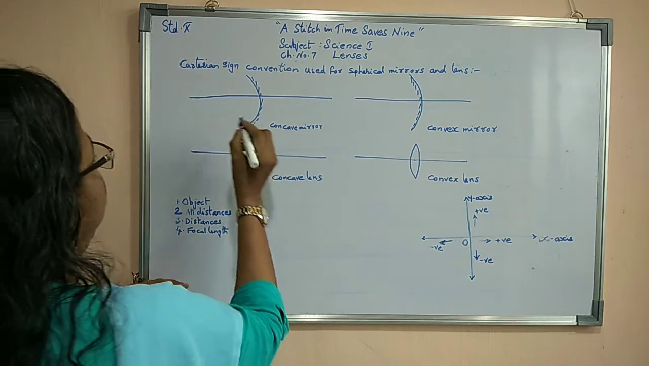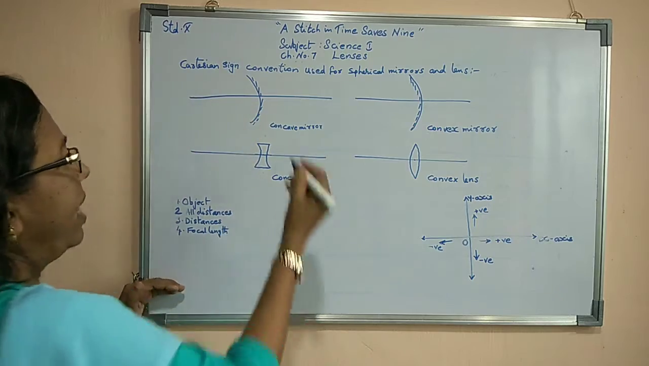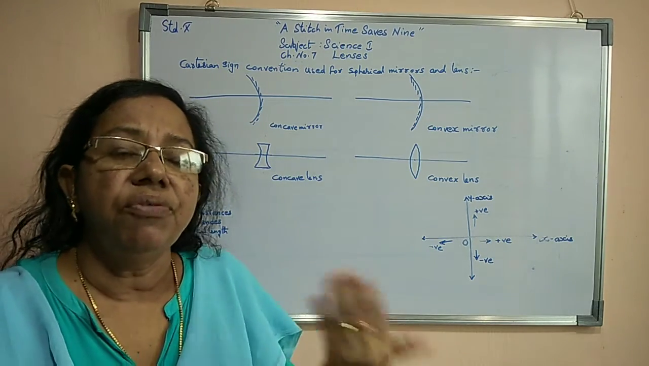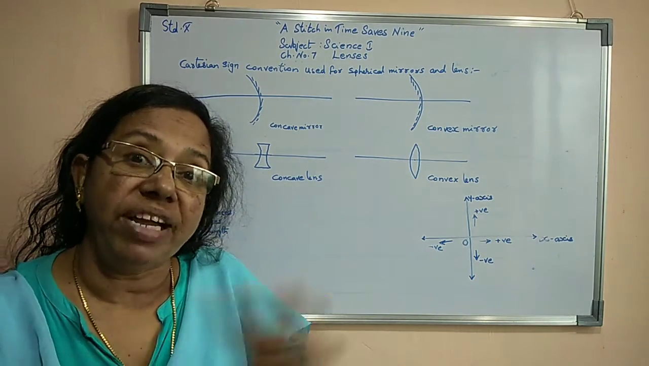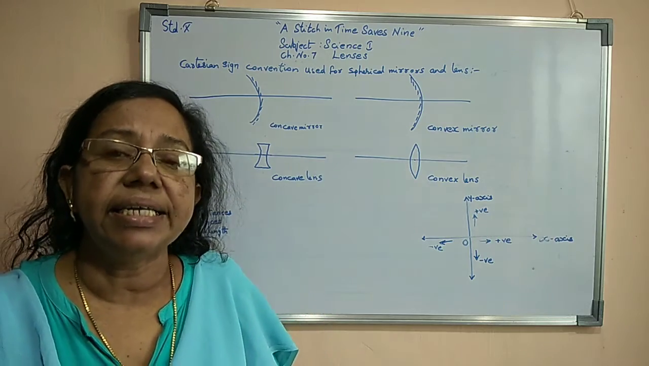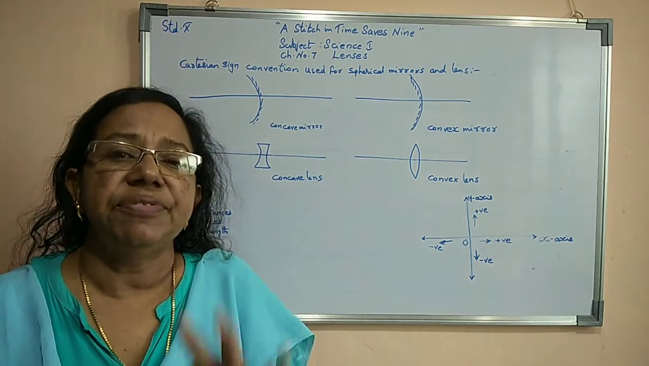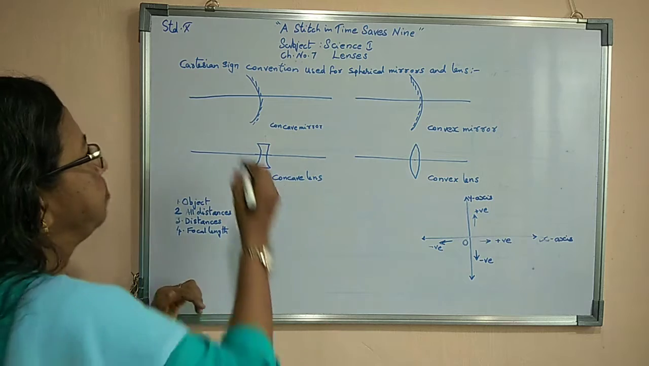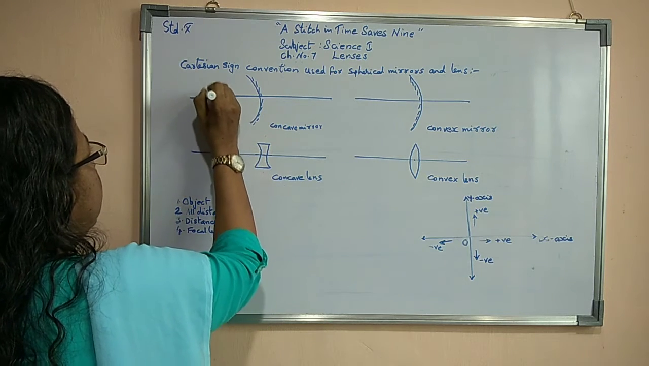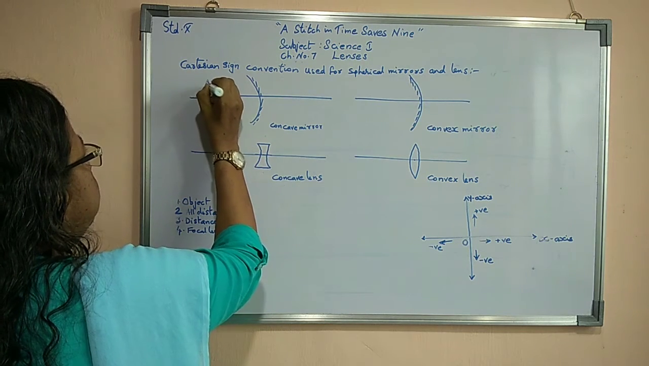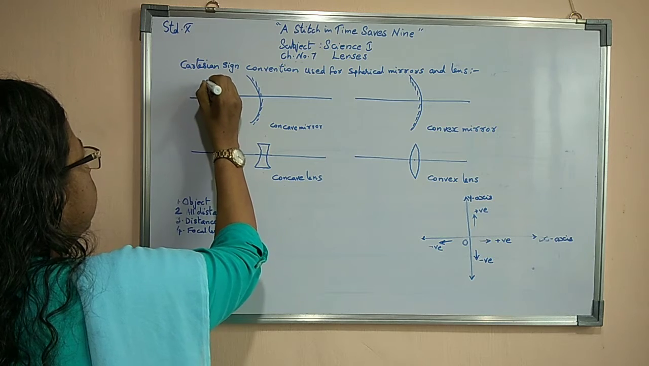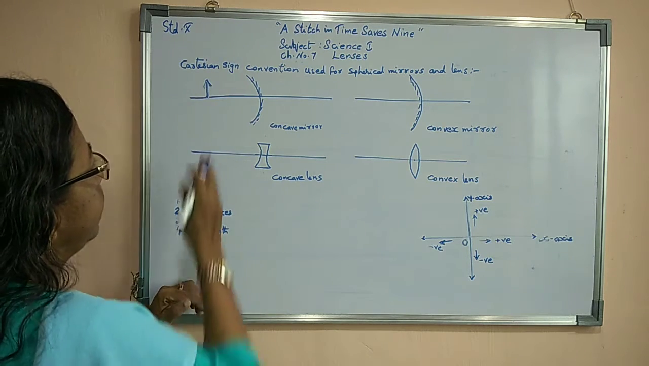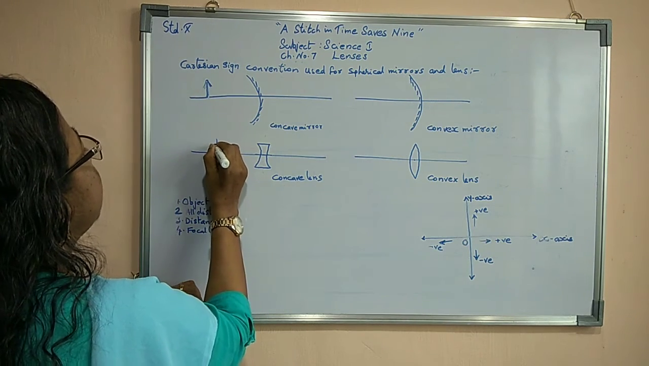Now the first point, object. While drawing ray diagrams, we have to keep the object always at the left hand side, in case of mirrors as well as in case of lenses. So we can keep the object here. I kept the object on the left hand side. Here also I kept an object.